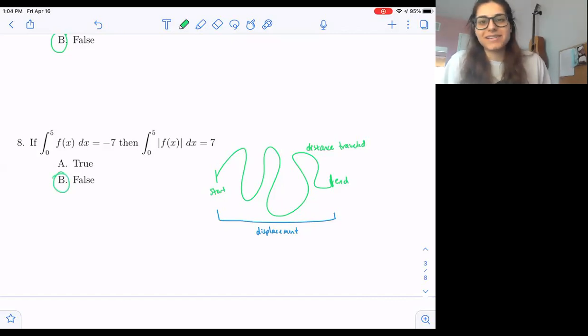First, I can tell based on the way it's worded, it's just too easy. But also, when you take the absolute value of your function, that doesn't necessarily mean that your integral is going to be the absolute value of what you got.